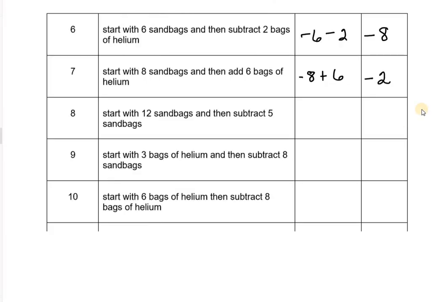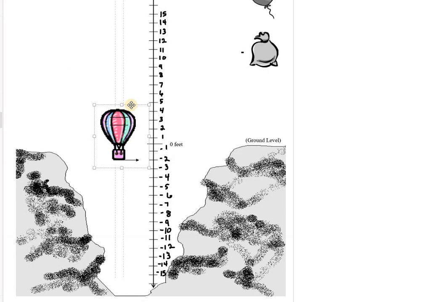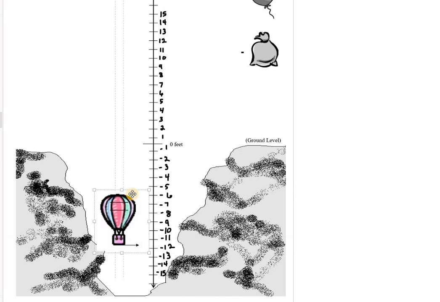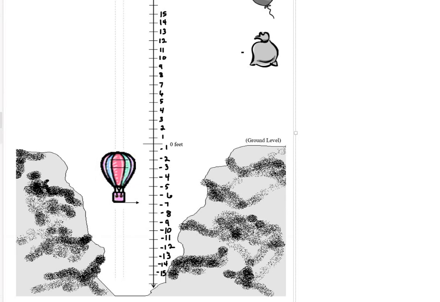Problem 8, we're going to start with 12 sandbags, so that's negative 12. And then I'm going to subtract 5 sandbags. So I'm taking away 5 sandbags. I'm starting at negative 12. I'm starting down here. And I'm taking away sandbags. So when I take away sandbags, my balloon is going to go up. And it's going to go up 5 places, so I'm going to end up at negative 7.